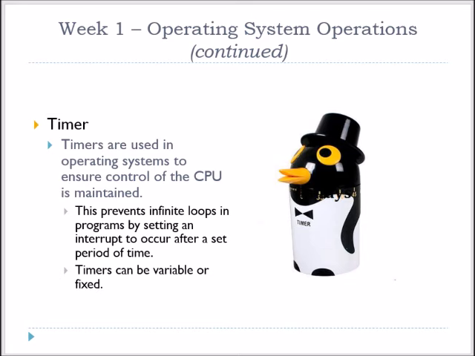And lastly, this week we'll discuss the timer. Timers are used in operating systems to ensure the control of the CPU is maintained. This prevents programs from getting stuck in an infinite loop and just running out there for hours and hours, or forever actually, without ever stopping. Timers can be variable or fixed, which means you can either set the timer and have it be programmed to something you specify, or it can be a fixed setting.